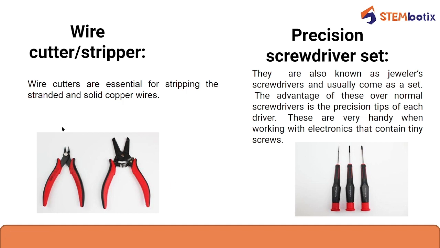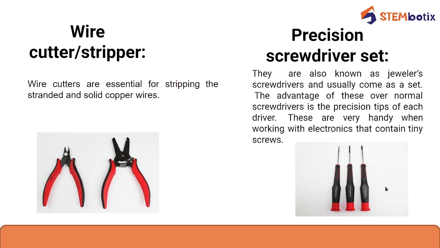These are different types of wire cutters or wire strippers. Wire cutters means using which you can cut a wire or loosen a wire's upper casing, the rubber casing. So wire cutters are essential for stripping these stranded and solid copper wires.